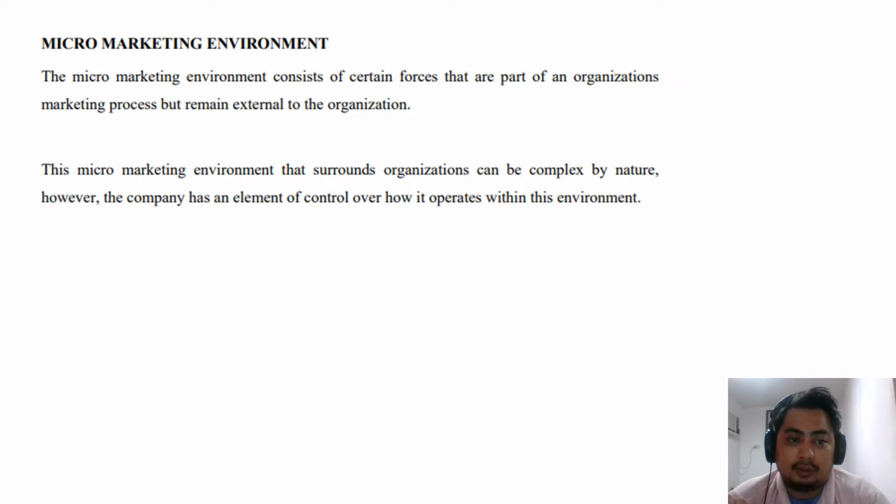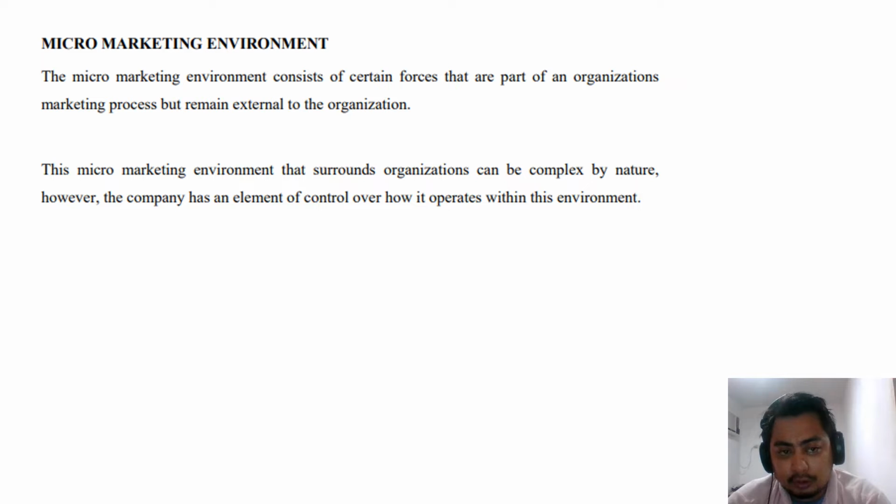D-STEP. So, demographic, economic, socio-cultural, technological, environmental, and political forces. So, this STEP model approach is for macro. How about micro, sir? So, micro, today we'll talk about the different forces that compose the micro environment.